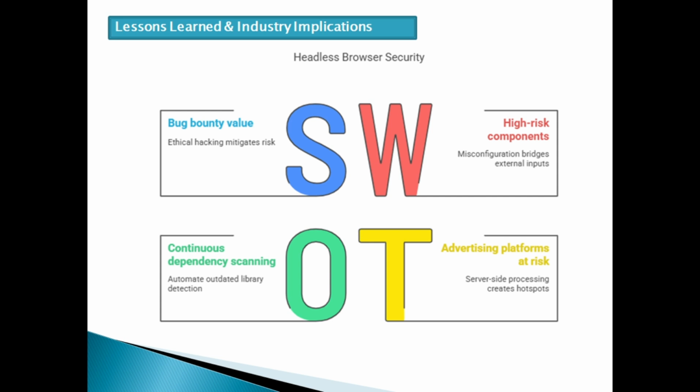Bug bounty value demonstrated by Meta. Security recommendations for headless browser implementations. Patch management best practice: automate updates, monitor CVE databases for dependencies. Sandboxing: run browsers in ephemeral containers with minimal permissions. Attack detection: deploy behavioral analytics to identify abnormal command execution. Access control: enforce network segmentation, disable internal server access.